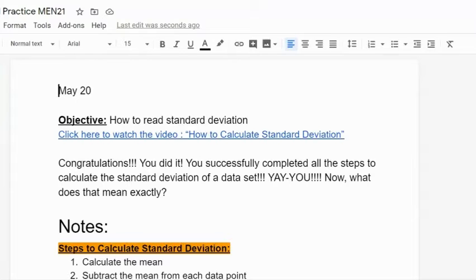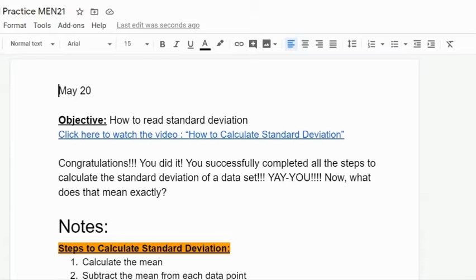Completed all 5 steps on how to do standard deviation. So now we're going to be talking a little about how to read standard deviation and also what did we just do? So let's get into a note. First thing I'm going to point out, we still have the video. This is the video introducing calculating standard deviation.